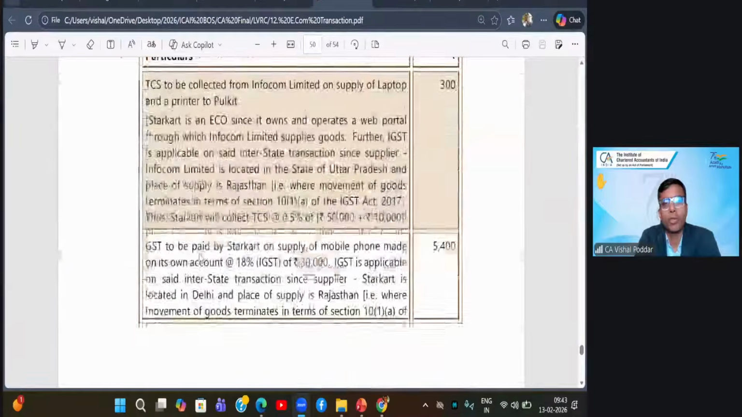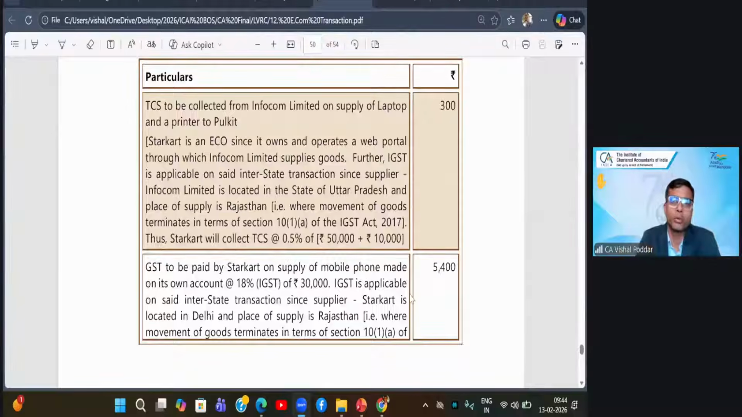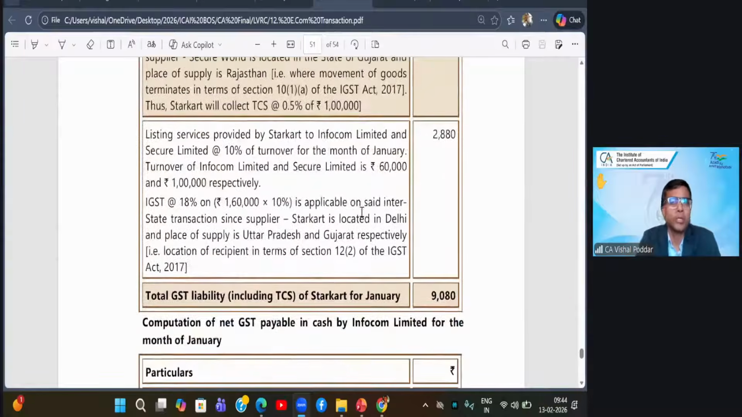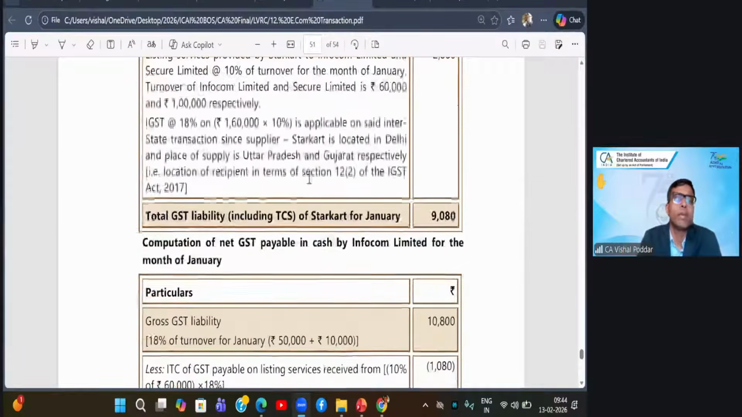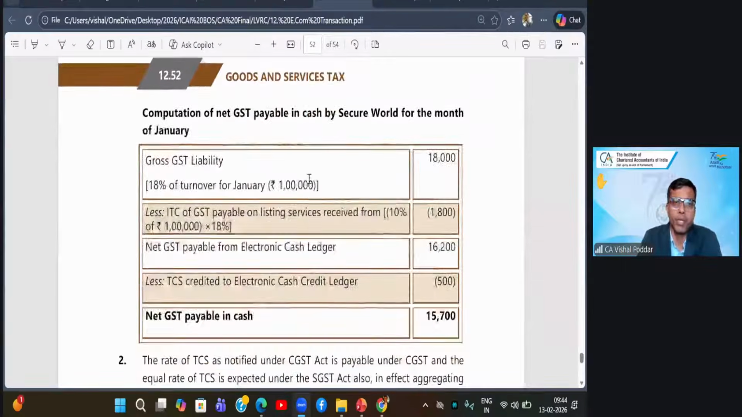So, out of the 3 transactions, for your own transaction, that is where you are selling your own goods, even though you are using the same portal, since it is your own goods, here you step into the shoes of supplier, so full GST is applicable. And where you are only acting as ECO, you are only liable for the TCS portion. Now, besides all this, since you are an ECO, you are charging some fees from all these suppliers. So whatever is the fees you have charged to both of them, that is Infocom Limited and Secure World, on that fees, you will be liable to pay GST. This is supply of service from your end. Correct? Sure.